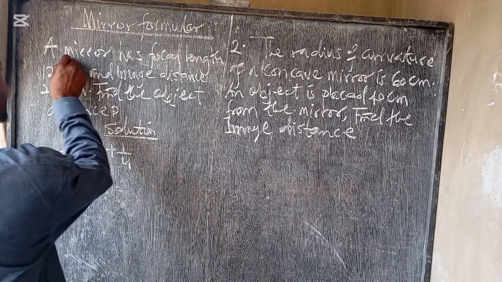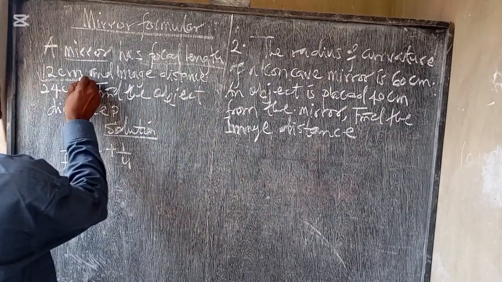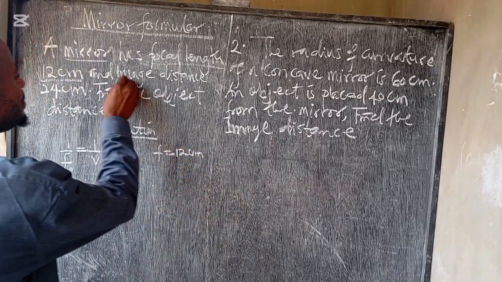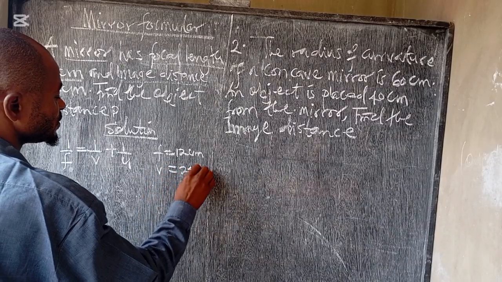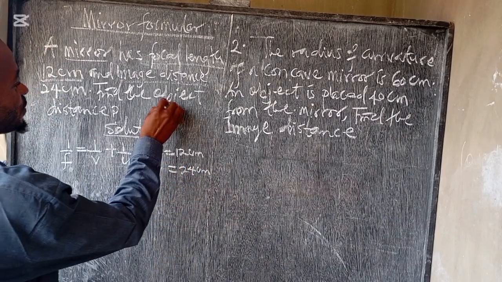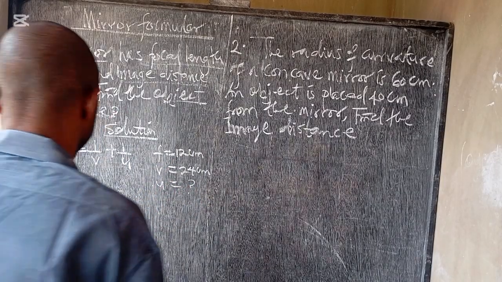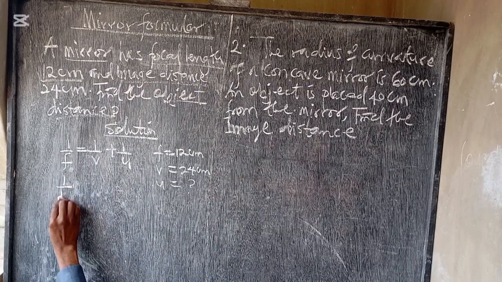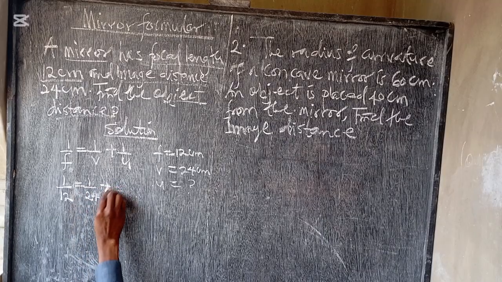Now we come to the mirror. Take a mirror with a focal length of 12 centimeter, so f is equal to 12 centimeter. The image distance v is equal to 24 centimeter. Then we want to find the object distance u. So 1 over 12 is equal to 1 over 24 plus 1 over u. See how simple it is?